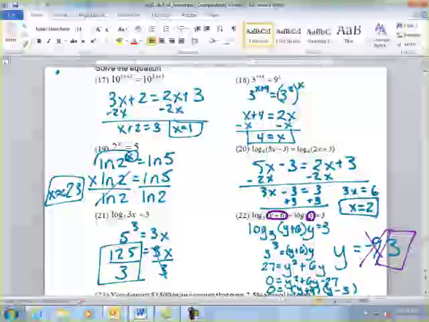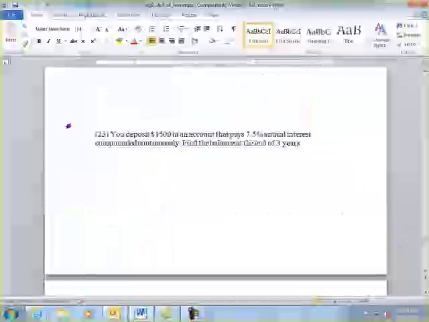Questions on solving log equations? For us, you deposit $1,500 in an account that pays a 7.5% annual interest compounded continuously at the end of 3 years.